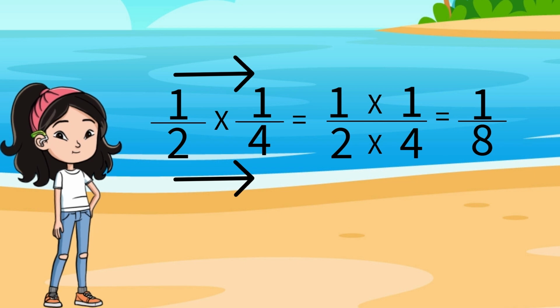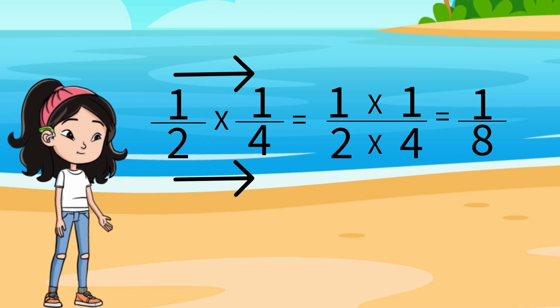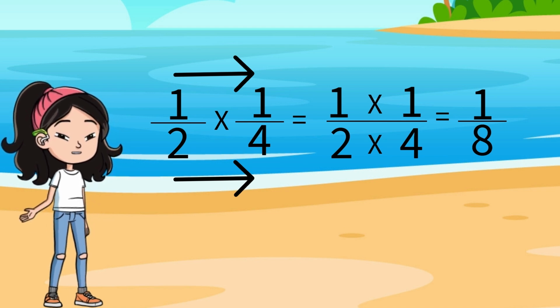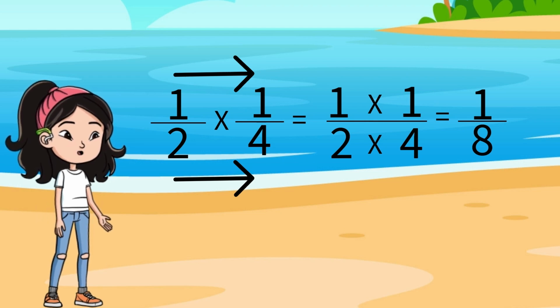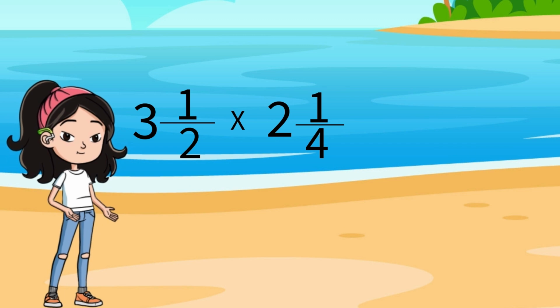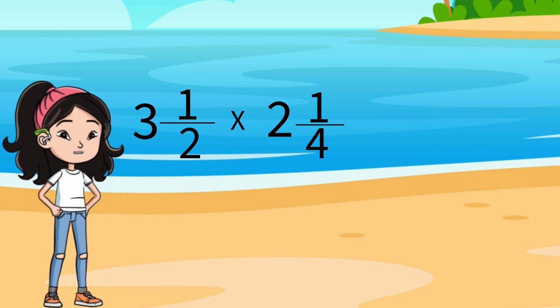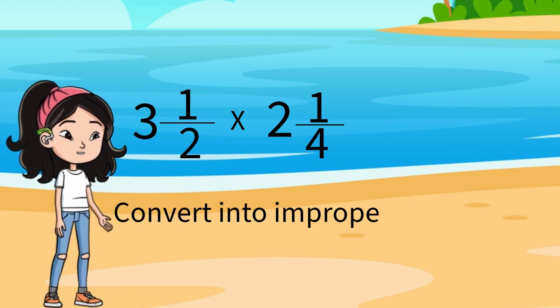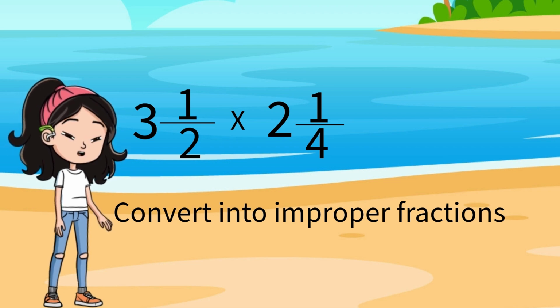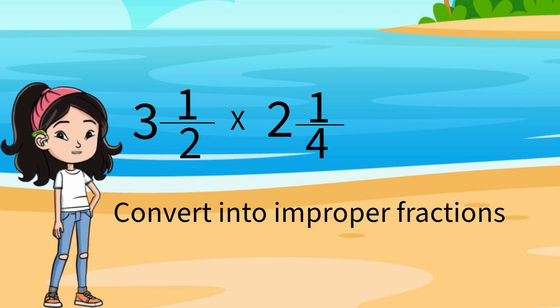Easy, right? It is not as easy when you're multiplying by a mixed number, because there's one additional step that you need to take before you can multiply across. Let's take a look at 3 and a half multiplied by 2 and a quarter. We need to convert our mixed numbers into improper fractions before we can multiply across.